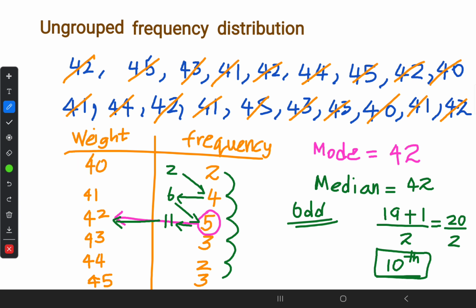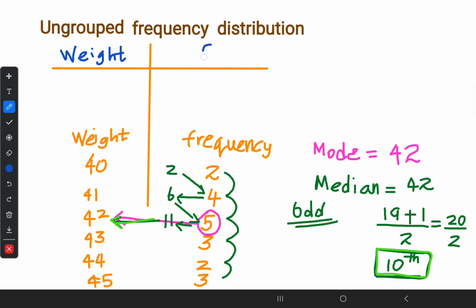I'll repeat one last time. To find the median, you should first find the location of the median. For that, get the summation of all the frequencies, and if that is odd, add 1 and divide by 2. If that is an even number, you can directly divide it by 2 to get the position of our median. Since our position is the 10th place, up to here only 2 students, up to here 6 students, 11 students, we align them in ascending order. So the 10th student in the ascending order belongs to this weight, and that would be our median.